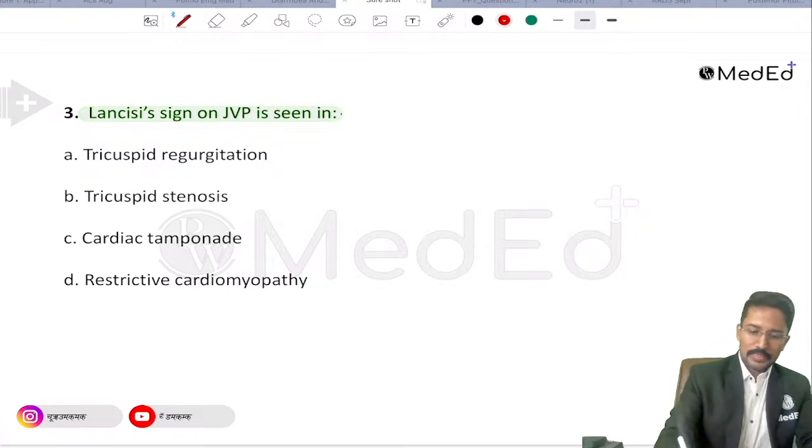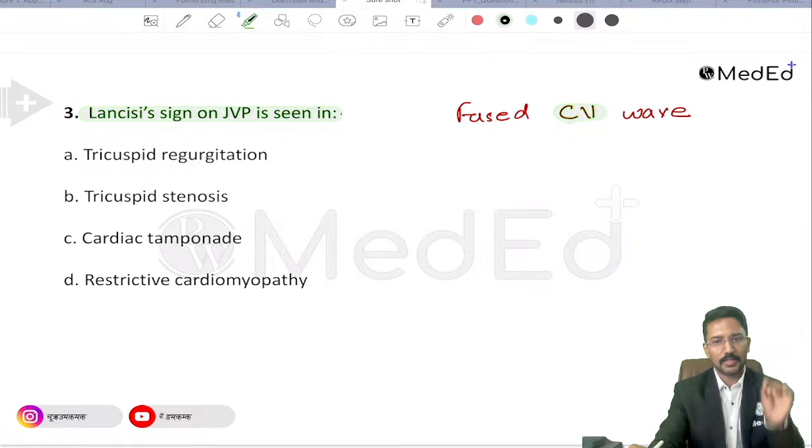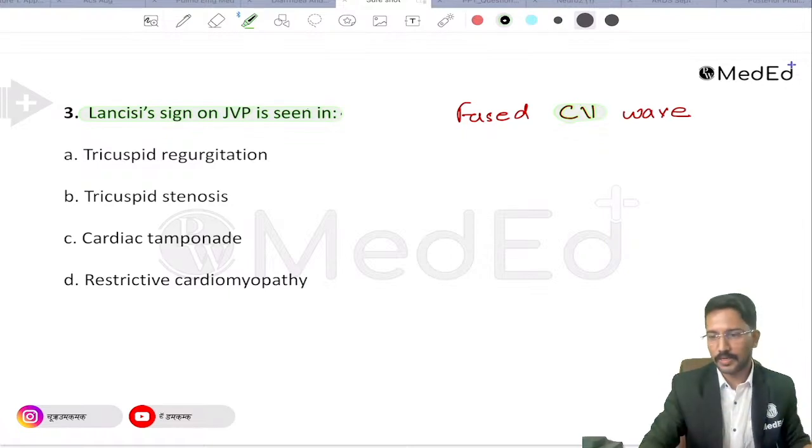Okay, so the Lance's sign is also called fused CV wave. In which condition do you see a fused CV wave? In the JVP, there is a C wave and a V wave, and both of them are fused. In which condition do we see that?